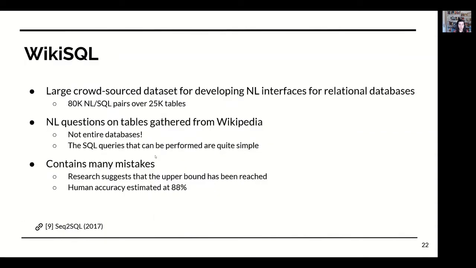The WikiSQL benchmark is a large crowdsourced dataset for developing NL interfaces for relational datasets, and it has around 80,000 NL to SQL pairs over 25,000 tables gathered from Wikipedia. One thing to notice here is that these questions are over single tables, not entire databases. That's why they're quite simple. For starters, they don't have joins. The other issue with WikiSQL is that it contains many mistakes, and we're going to see how these mistakes have been generated.